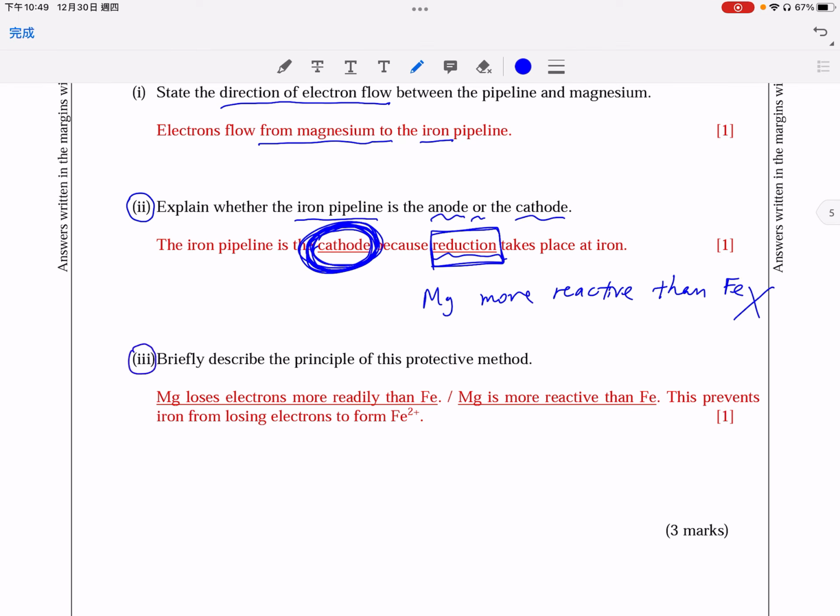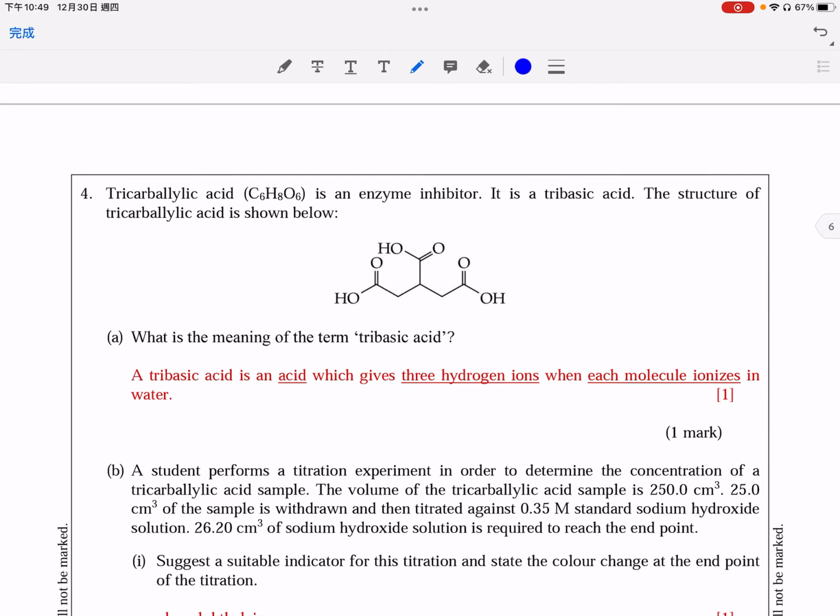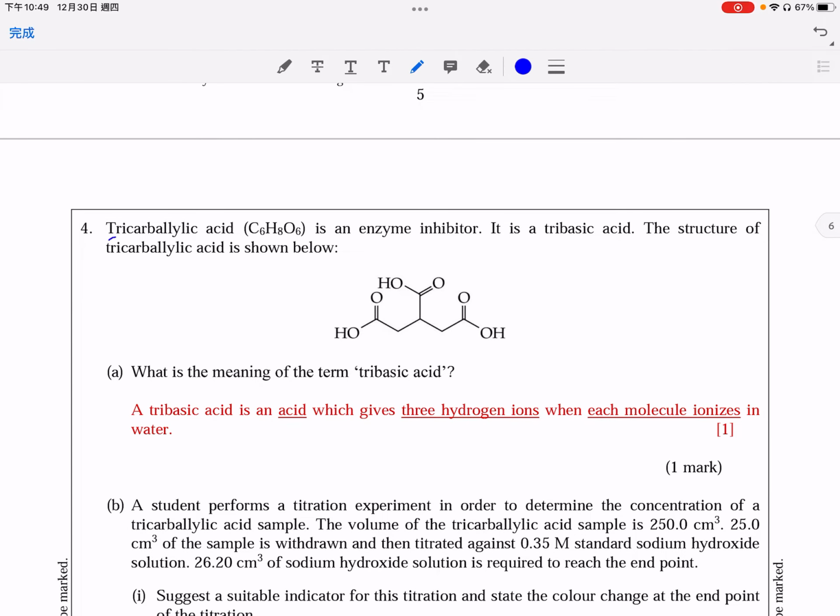Part 3. Principle of this protective method. Of course, it is based on the difference in reactivity, or difference in the tendency to lose electrons. Question number 4. This tricarboxylic acid is, of course, a weak acid, as it is an organic acid with carboxylic acid functional groups, just like ethanoic acid, okay?